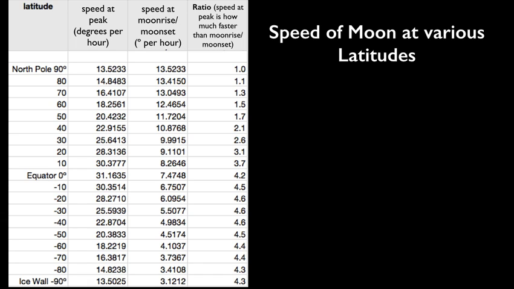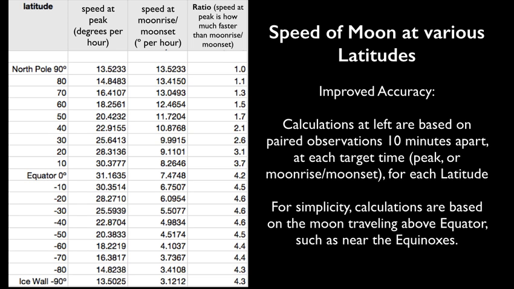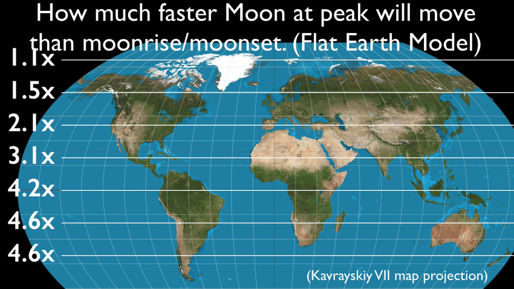At the top is 90 degrees north latitude, or the North Pole, through the equator at the middle, through the ice wall at 90 degrees south latitude. For better precision, these calculations are based on paired observations of the moon's position 10 minutes apart. This reflects what we've done in our experiment, recording the moon's position in the sky over a span of roughly 10 minutes or less. To help you find a ratio estimate for anywhere on Earth, you can use this map. It shows the ratio of how much faster the moon appears to move when at its peak compared to near the horizon. Read between the lines to estimate for your location.